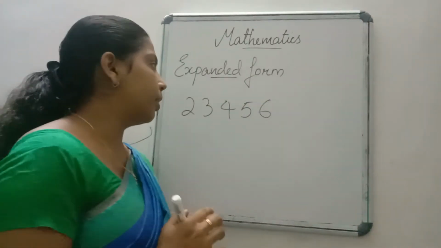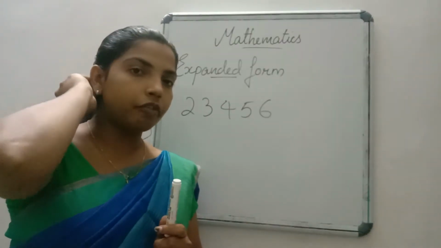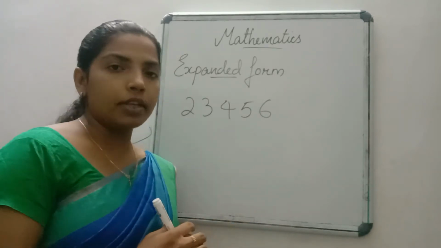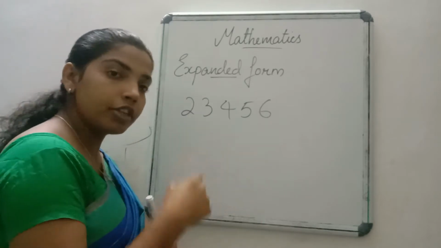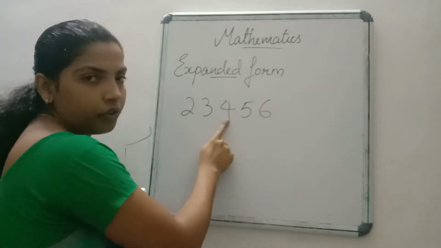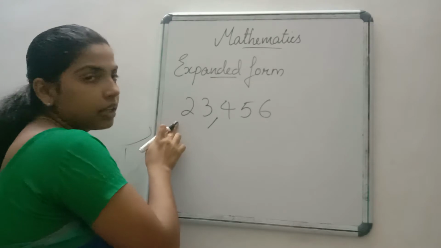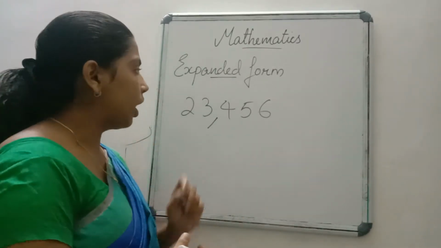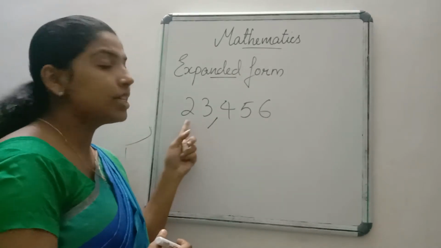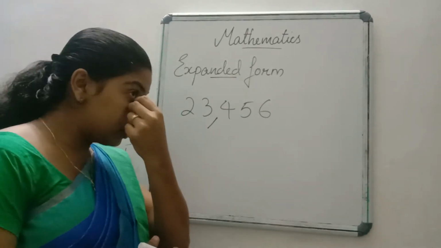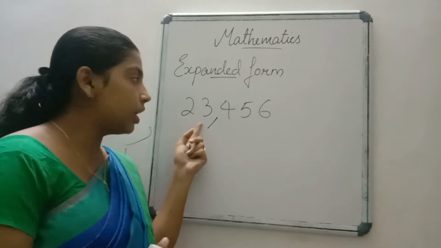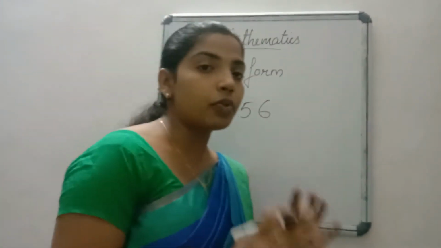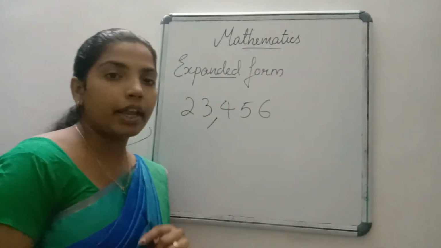Okay, this is the number. Before writing it in expanded form, let us read this number. For that, first of all, we have to put commas. First, we have to put a comma after the first period, that is ones, tens, hundred. Put a comma after thousand, 10,000. Since there is no other number, no need to put any comma. So how can we read this number? 23,456.